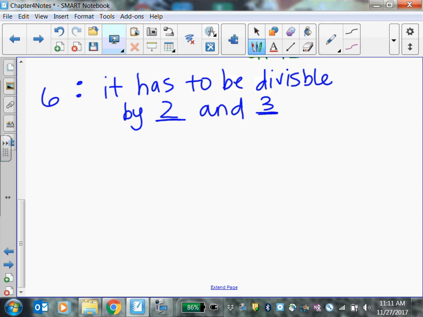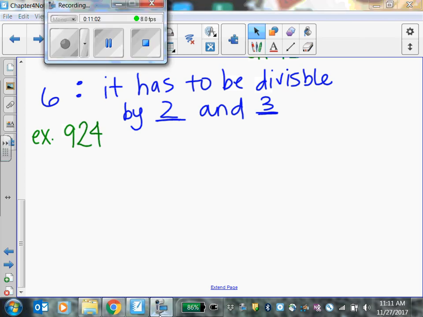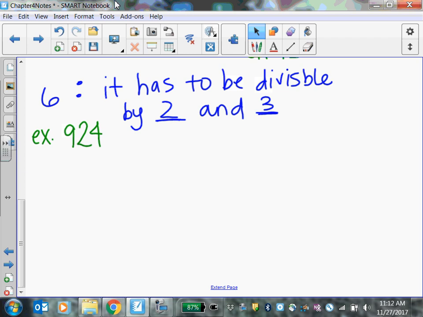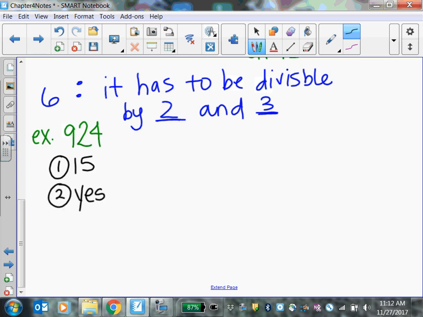You guys try this one because I think you can handle it. Try 924. Okay, here we go. So, it passes the 2 rule because it's even. Everybody good there? All right. Now, the 3 rule says we have to add them up and see if it's divisible. What's 9 plus 2? 11. 11 plus 4 is 15. So, it's 15. Is 15 divisible by 3? Yes. So, this number itself is divisible by 3, 2, and 6.